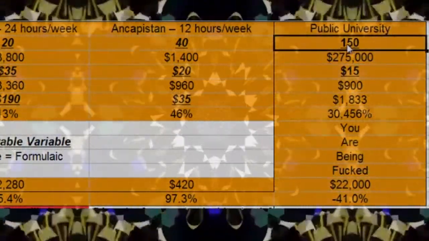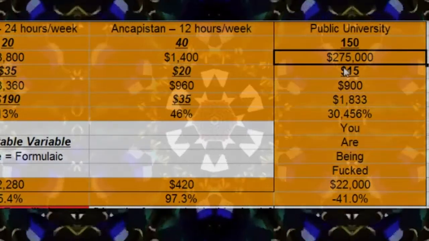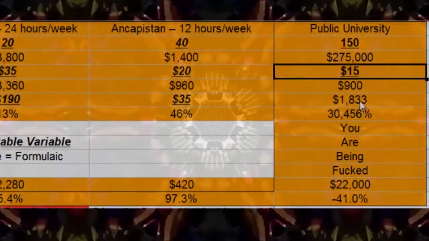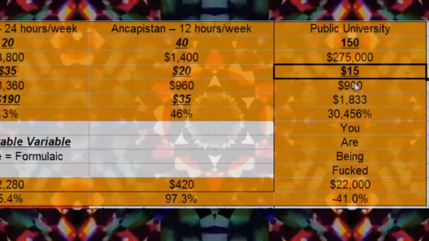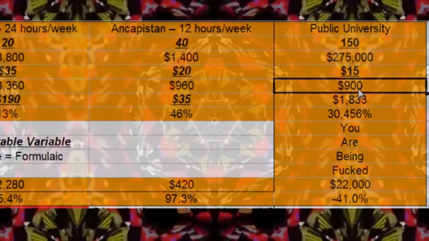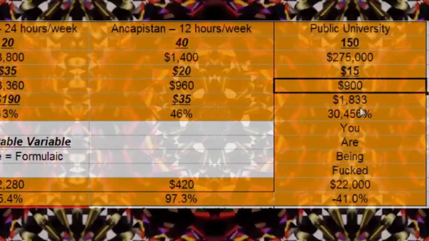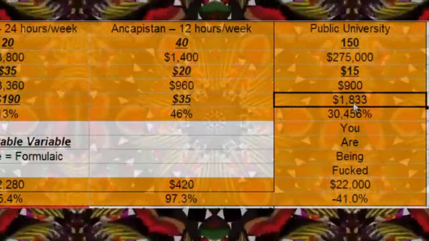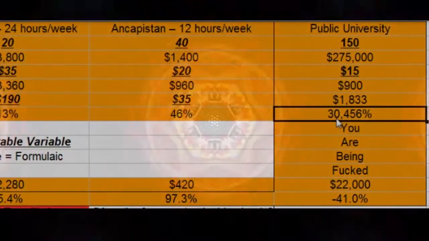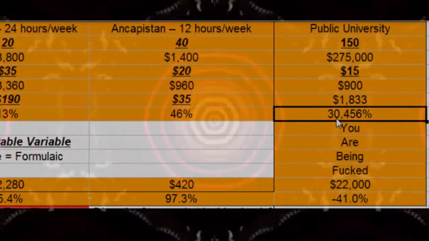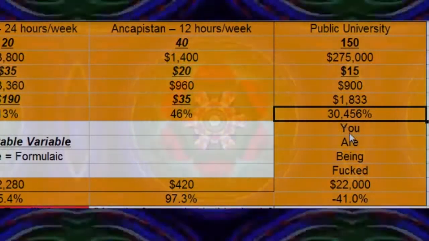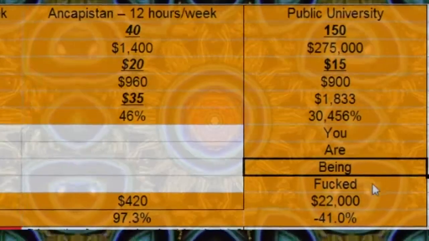And with 150 students per classroom, this means each class is getting $275,000 a month. That works, the teacher's salary, you do the math. This is 15, if the teacher is working 15 hours a week, you're paying him $900 a month. Absolutely nothing. Peanuts. Ridiculous. So this works out to be the profit rate of your average public university. 30,450%. You are being fucked.